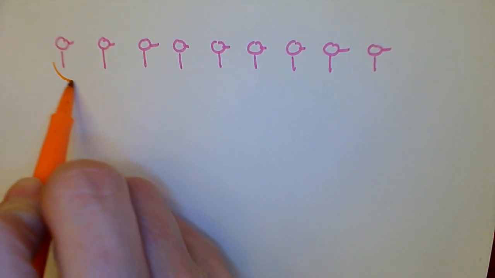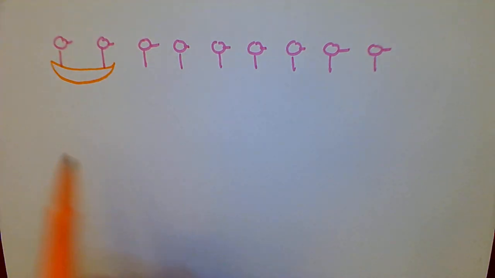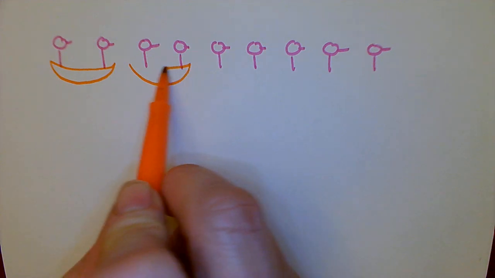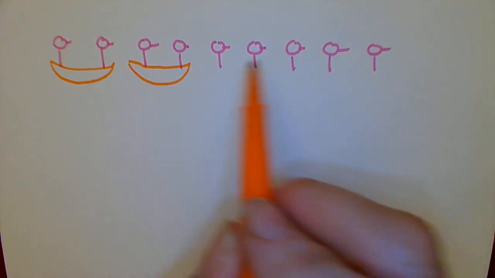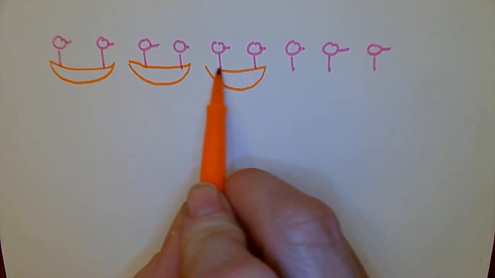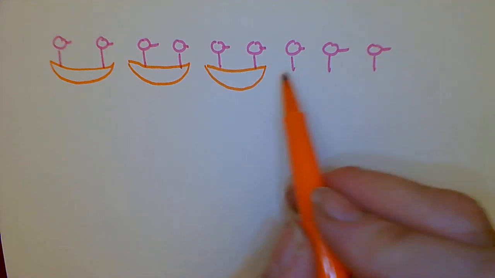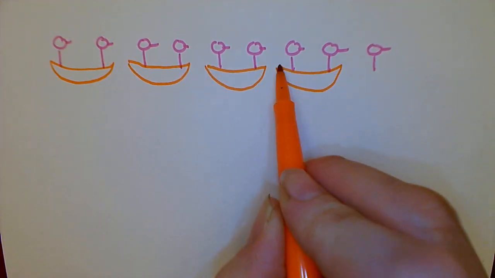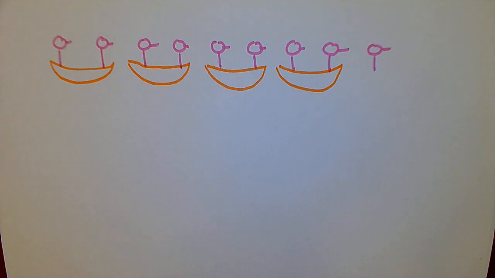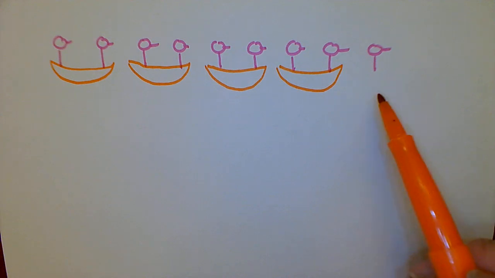So here's 1 canoe. So those 2 friends are happy they got in a canoe. Here's another canoe. So those 2 friends are happy. Here's another canoe. Those 2 friends are happy. And here's another canoe. And those 2 friends are happy. But oh no, we have 1 person left over. They're going to be really sad if they get left on the bank and everyone else goes and has a wonderful canoe trip. So what should we do with this remainder?